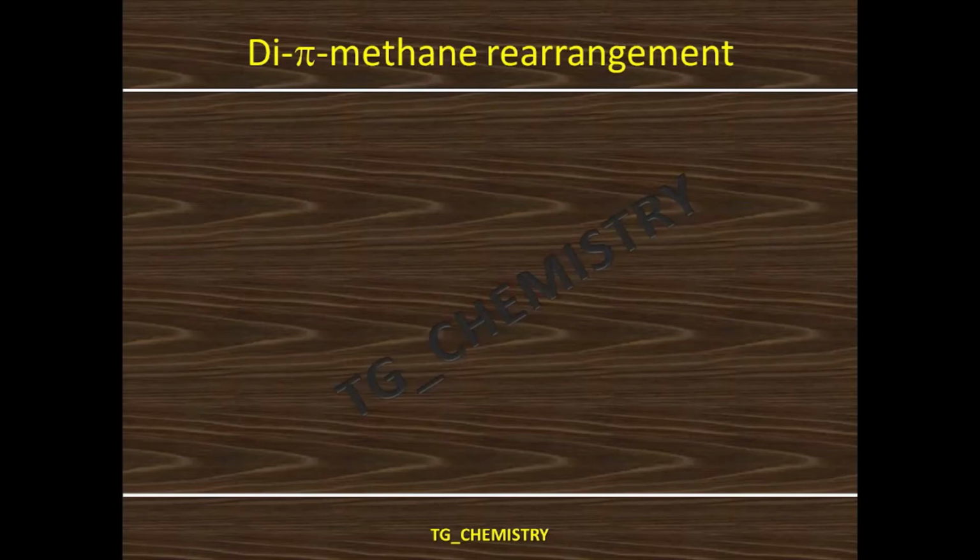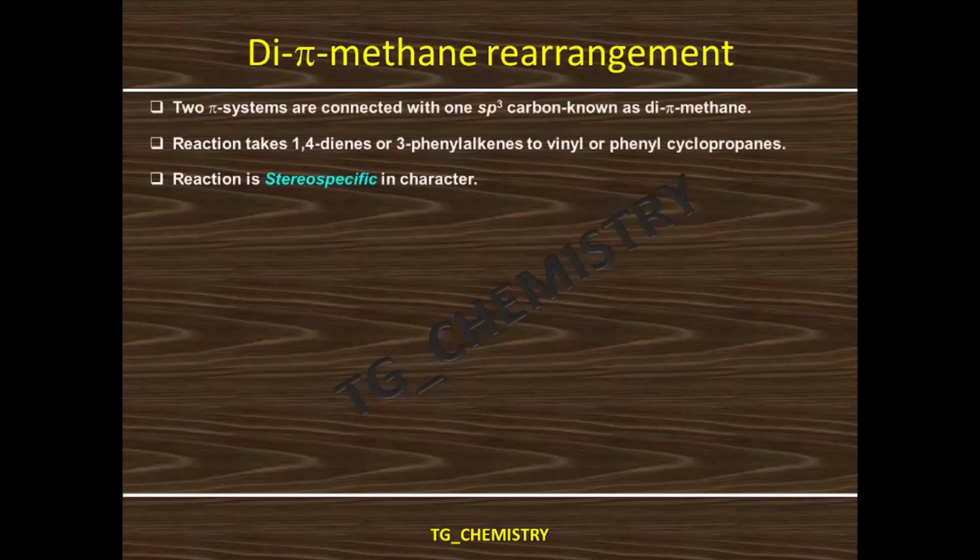The di-pi-methane rearrangement is a photochemical reaction of a molecular entity that contains 2 pi systems separated by a saturated carbon atom, that is the sp3 carbon atom, a 1,4 diene, or an allyl substituted aromatic ring. This can be the substrate of choice. In those cases, I will come into that part, and these will eventually form an ene or allyl substituted cyclopropane. So these are the points that need to be associated with the di-pi-methane rearrangement, and the important one is that the reaction is stereospecific in character.